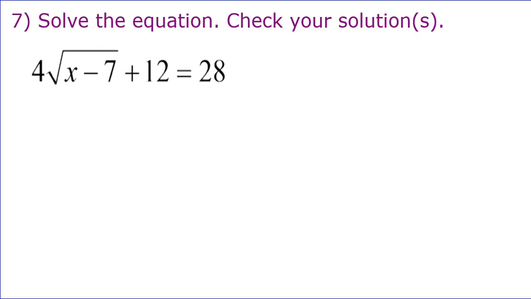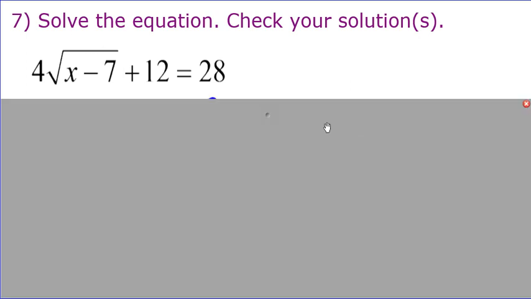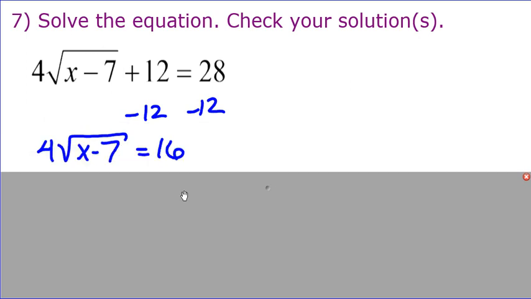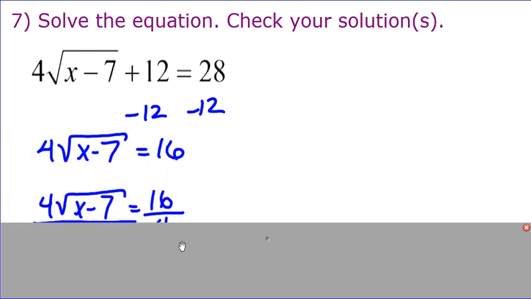Here's another equation. 4 times the radical of the quantity x minus 7 plus 12 is equal to 28. Again, when we're solving these equations, the goal is to get the radical alone. So we're going to undo our order of operations. The first part to undo is the addition, so we're going to subtract 12 from each side. Then we're going to undo the multiplication by dividing by 4 on each side.